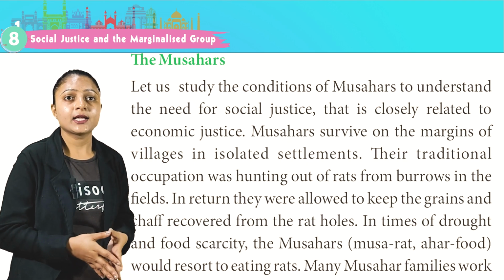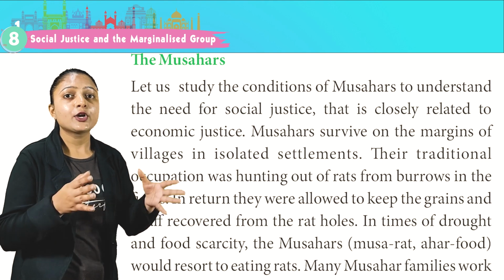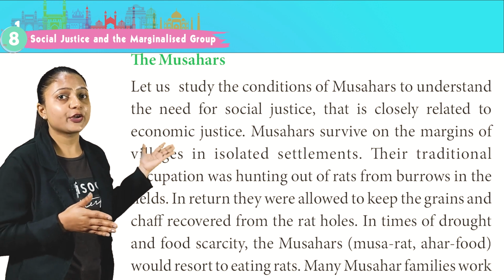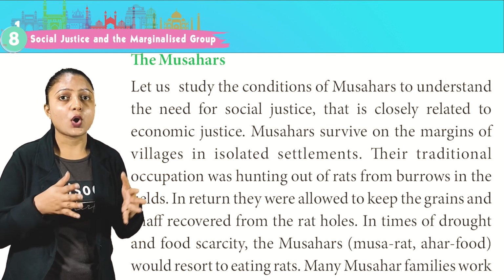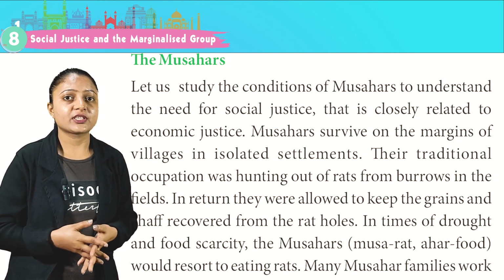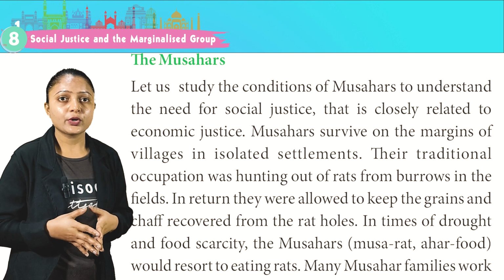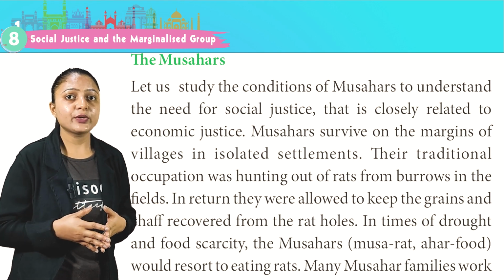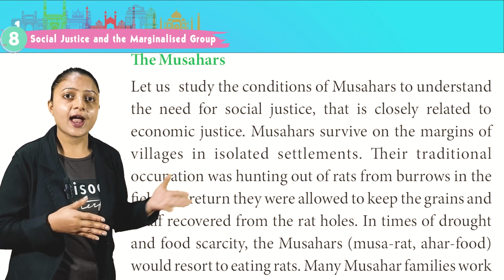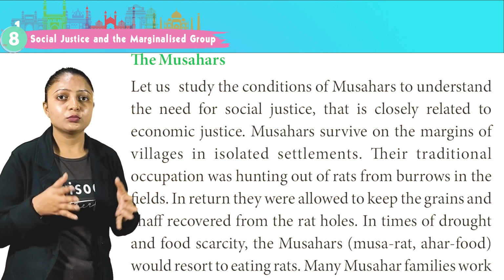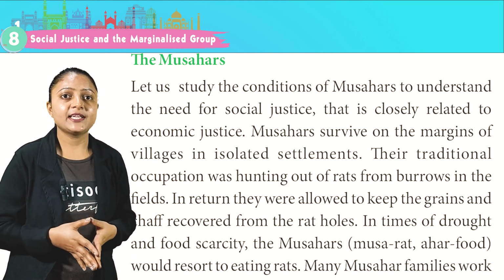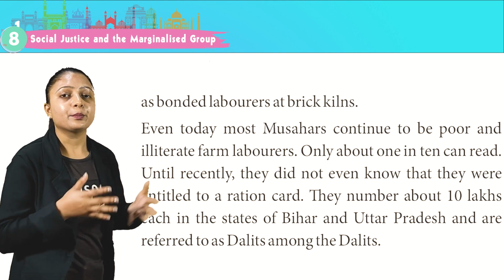The Musahars. Let us study the condition of Musahars to understand the need for social justice that is closely related to economic justice. Musahars survive on the margins of villages in isolated settlements. Their traditional occupation was hunting out rats from burrows in the fields. In return, they were allowed to keep the grains and chaff recovered from the rat holes. In times of drought and food scarcity, the Musahars would resort to eating rats. Many Musahar families work as bonded laborers at brick kilns.